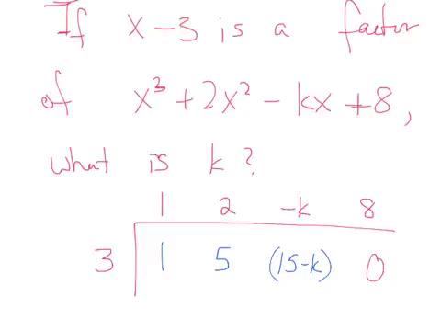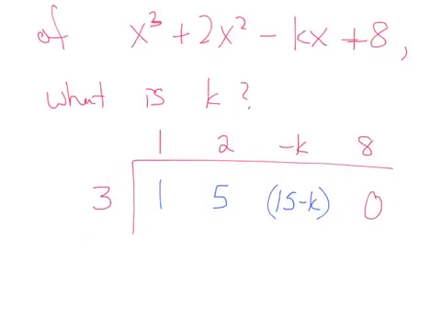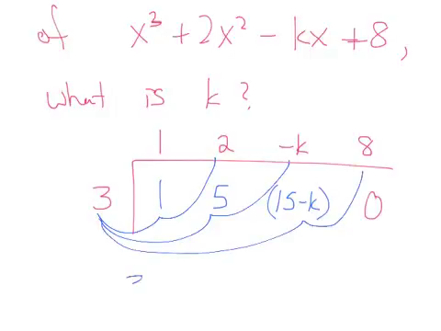Okay, let's go through this. Remember, multiply, add, multiply, add, multiply, add. 3 times the quantity 15 minus k is what I would do. Then I would add the 8 to it, and it would become whatever's next. Well, the remainder is 0. Hold on, guys. I know.